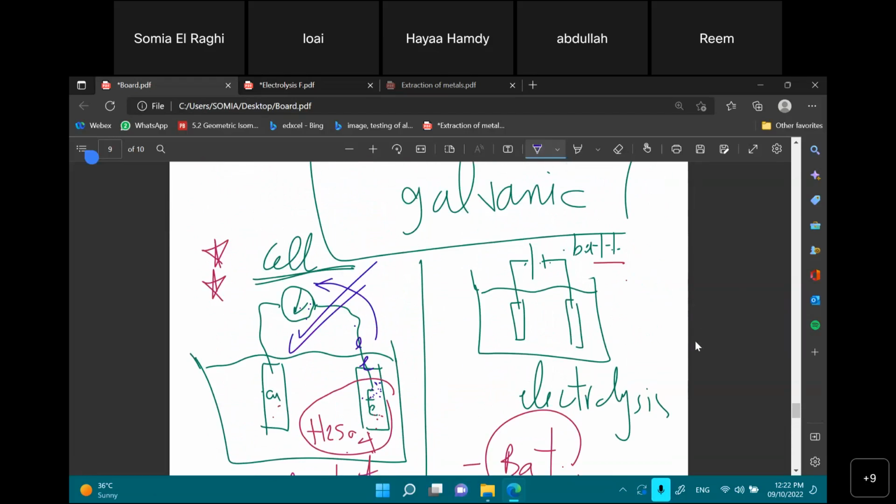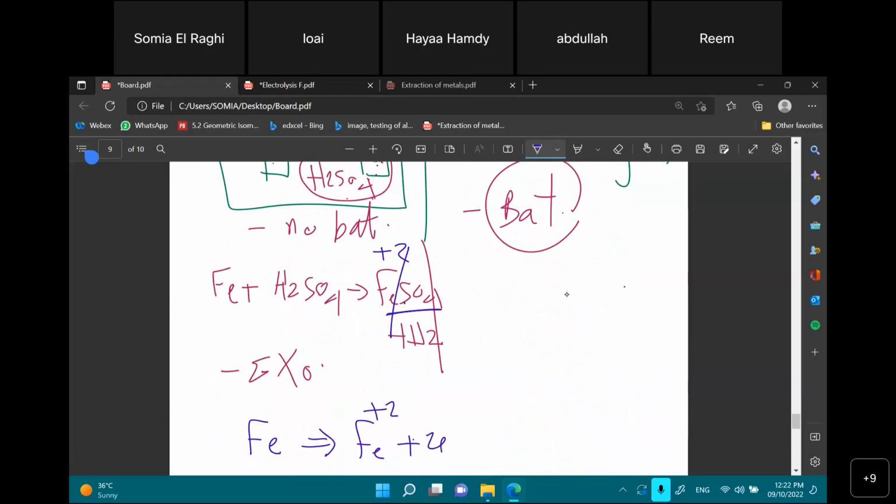We said electrolysis is what? The breaking down of an ionic compound like sodium chloride by electrical energy, supplied energy. It needs energy, so electrolysis is endothermic. If you get a question in your exam, state two differences between a voltaic cell and electrolysis: a voltaic cell is exothermic, while electrolysis is endothermic. There is a battery in electrolysis. There is no battery in a voltaic cell.